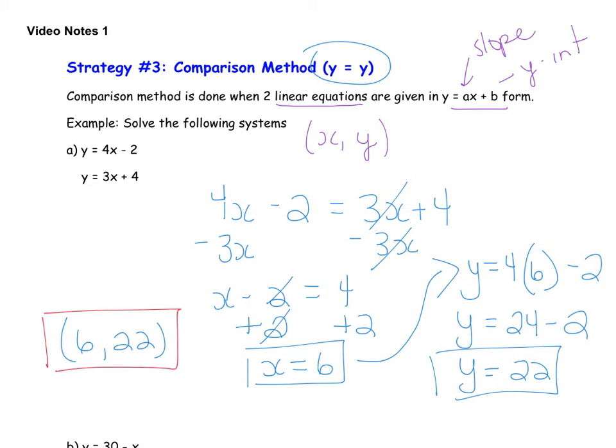Now you can check your answer. How do we check our answer? Well, we put both values in. So 22 is equal to, and I'm going to take the second one just to see if it works, 3 times 6 plus 4. 22 is equal to 3 times 6, which is 18, plus 4. 22 is equal to 18 plus 4, which is 22. It works. So we know that this solution works. Always check your answers. There is no reason for you to get these types of questions wrong because you can always check your answers. So that is comparison method.